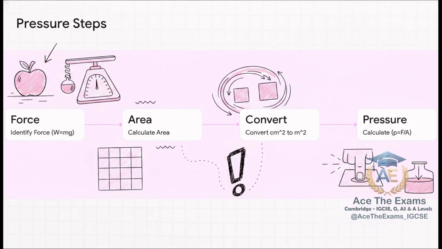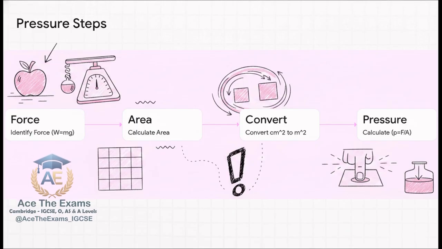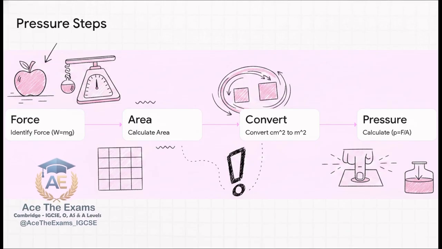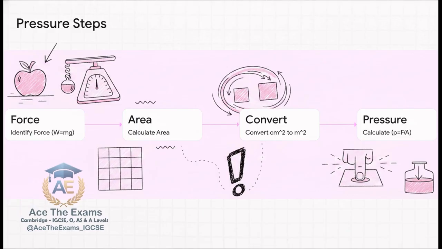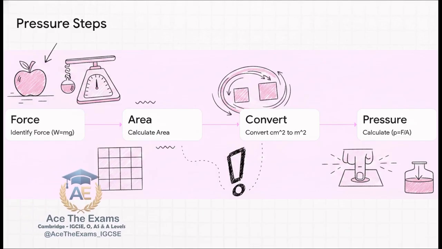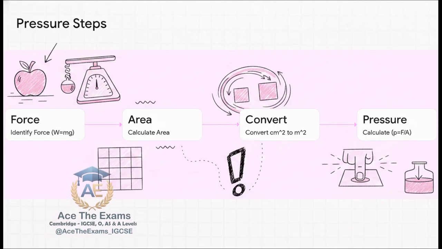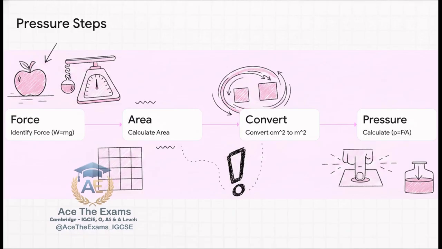Then step 3, and please pay attention because this is the exact trap examiners set. You absolutely must convert that area from square centimeters into square meters before you calculate the pressure. If you plug square centimeters directly into the pressure formula, you get 0 method marks for the final answer, none. Finally, step 4, calculate the pressure using P equals F over A.